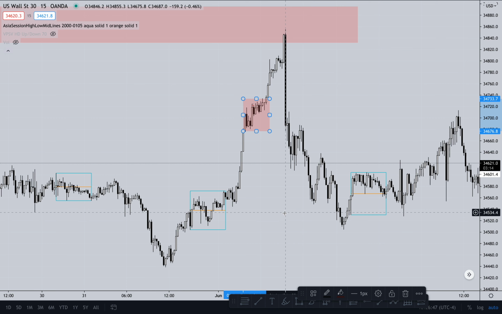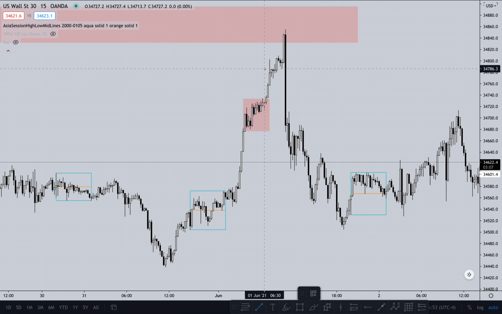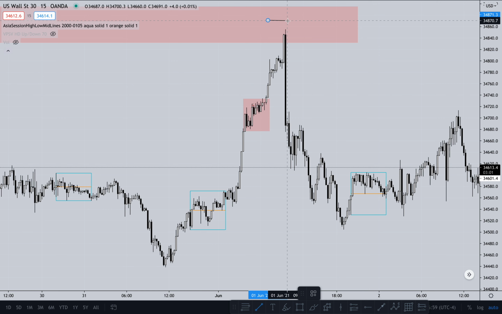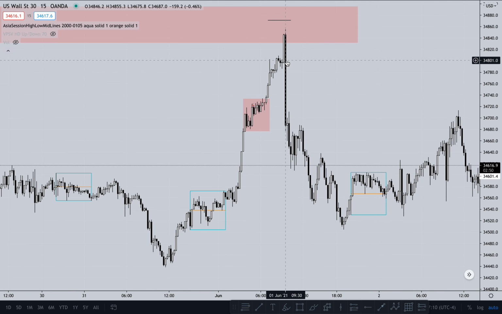Then during New York, the time we've been waiting, because New York starts opening from 7. Let me see where is 7. 7 is here. Then I normally take my trade at almost around 9, somewhere here, 9:30, depending on what the market is telling me.